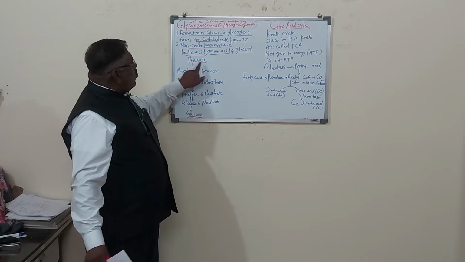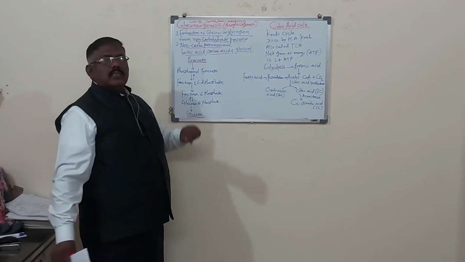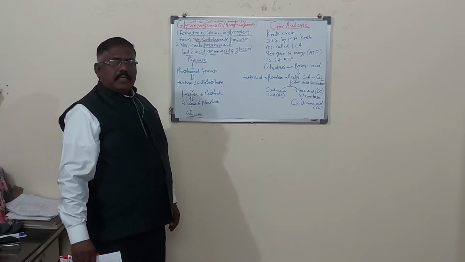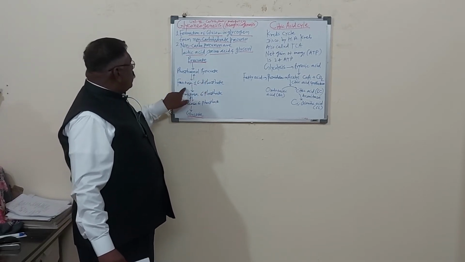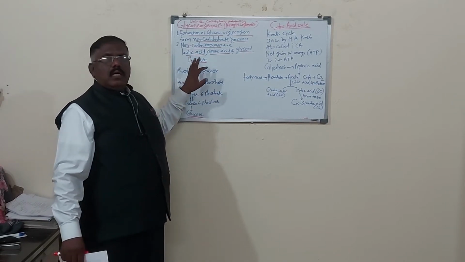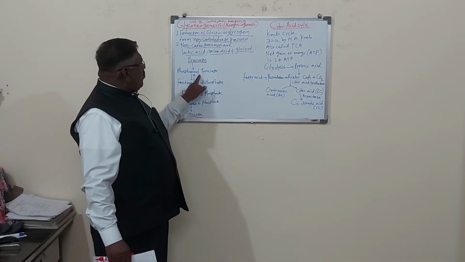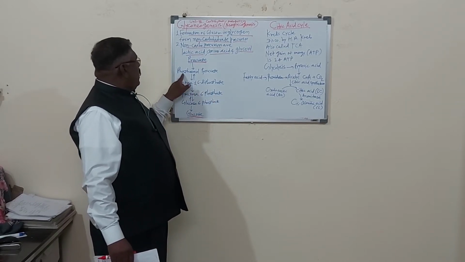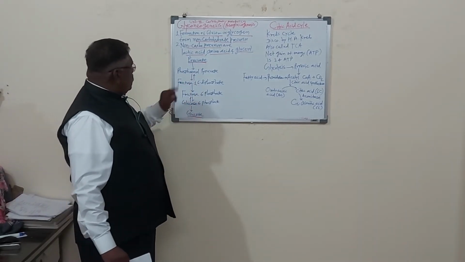Remember, pyruvate is converted into phosphoenol pyruvate, and this reaction is in the presence of a biological catalyst, an enzyme. Then phosphoenol pyruvate is converted into fructose 1,6-diphosphate, and this reaction is reversible. It means phosphoenol pyruvate is converted into fructose 1,6-diphosphate, and this also converts back to phosphoenol pyruvate. The reversible symbol is shown here in the figure.